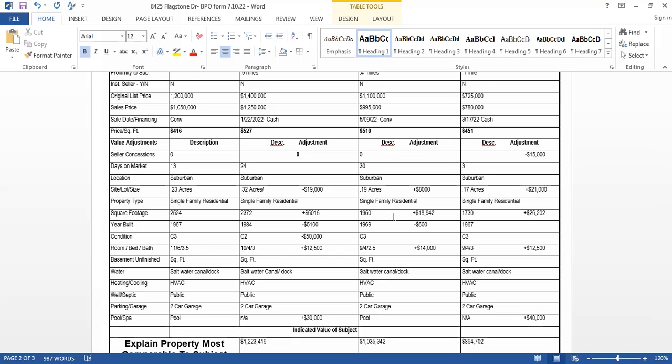We're going by the subject location being right on the saltwater canal. This one is way less, so I gave it 2,600 square foot. And then year built, generally.